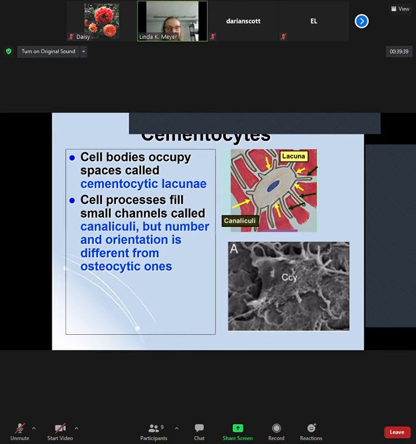Okay, but we're going to see momentarily that the number of the cell processes and canaliculi is going to be different. We're going to see fewer. If you actually look at this cementocyte, you can see there aren't as many cell processes, so there won't be as many canaliculi, and their orientation is different.